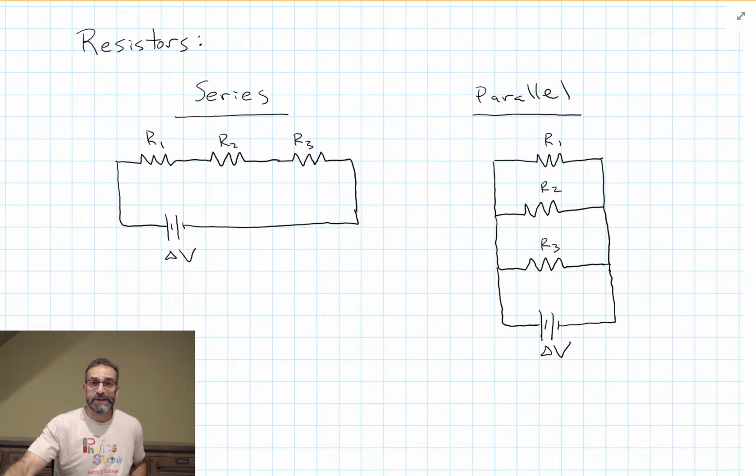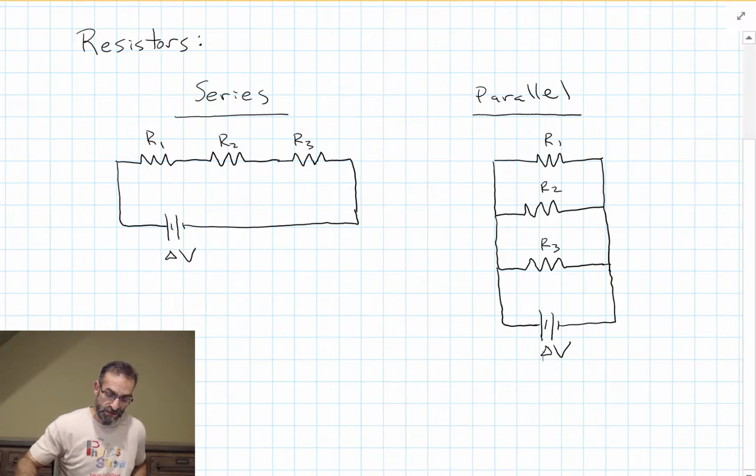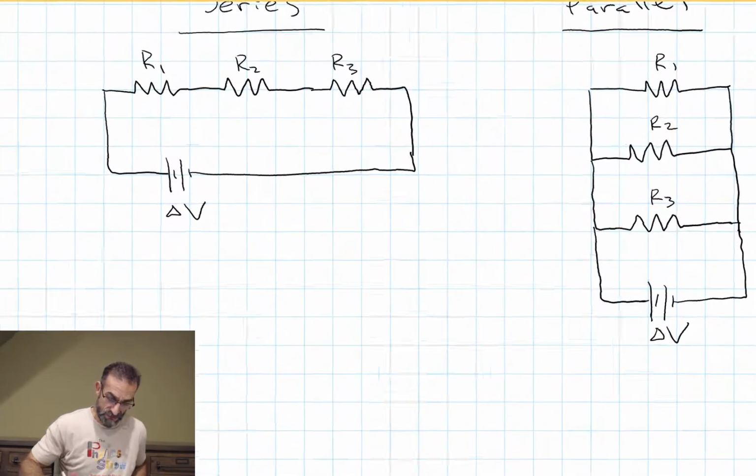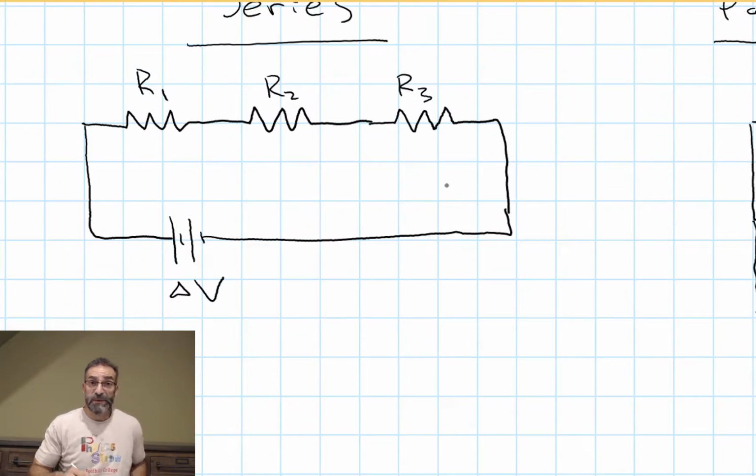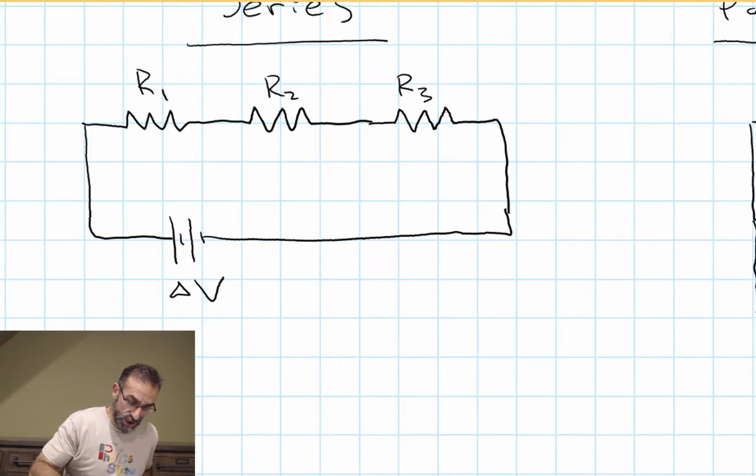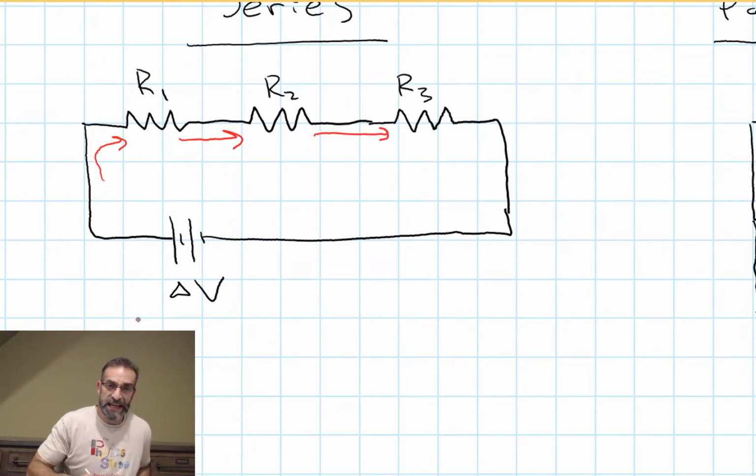Here are my two circuits. I have 3 resistors in series on the circuit on the left, and 3 resistors in parallel in the circuit on the right. I know that for a series circuit, the current through every one of these resistors has to be the same. Whatever current comes into resistor 1 and out of resistor 1 has to go into resistor 2. And when it comes out of resistor 2, it has to go into resistor 3. There are no forks in the road.